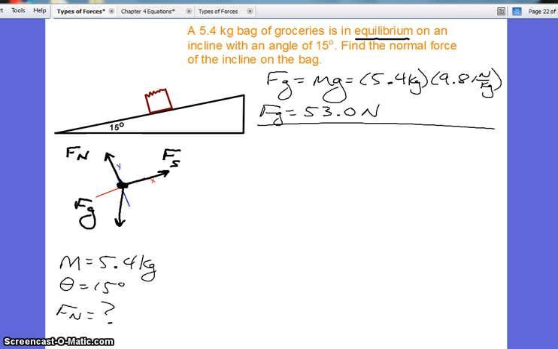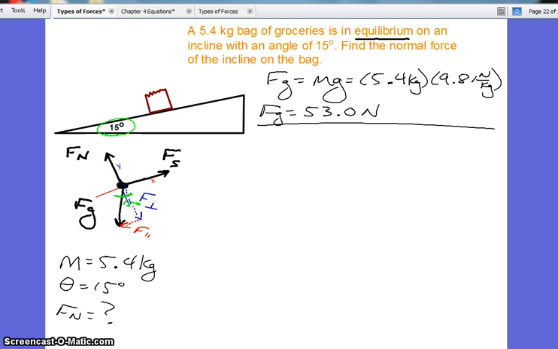If we rotate that coordinate system, now we just have to break the gravitational force into, I'm going to label this as the perpendicular component, because it's perpendicular to the incline, and the parallel component, because that's parallel to the incline. But in order to do so, we need to know an angle. And it turns out that this angle at the top of that triangle is the same as the angle of inclination, that is 15 degrees.